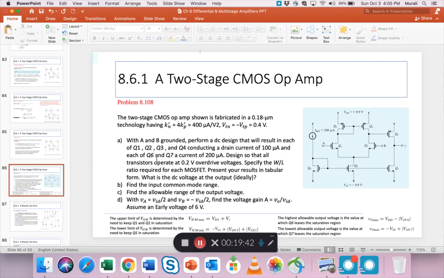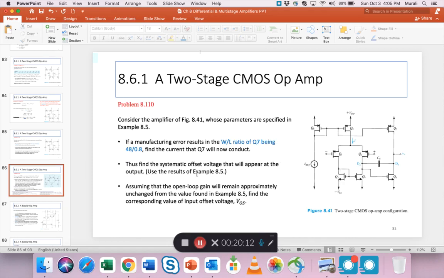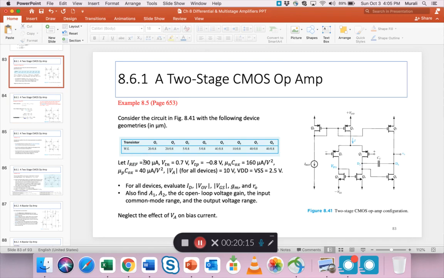And each of Q6 and Q7 have a current of 200 microamps. Designed so that all transistors operate at 0.2 overdrive, which is VOV. Specify the W/L ratio required for each MOSFET. So here the W/Ls are not given, compared to the previous problem where we started with the W/Ls and we had to evaluate all these other things including ID.